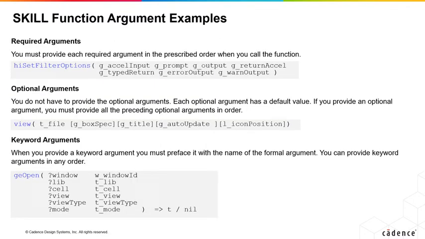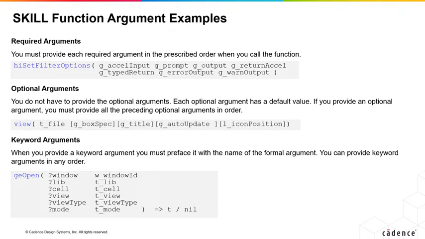Here are some function argument examples. The first one would be required arguments. You must provide each required argument in the prescribed order when you call the function. An example of this would be the hiSetFilterOptions function we saw previously, where we needed to supply 7 arguments, and each one would either turn on or off a particular item in the output pane. The second one here is optional arguments, and what this means is you don't have to provide them. Each one that you don't provide would in fact have a default value.